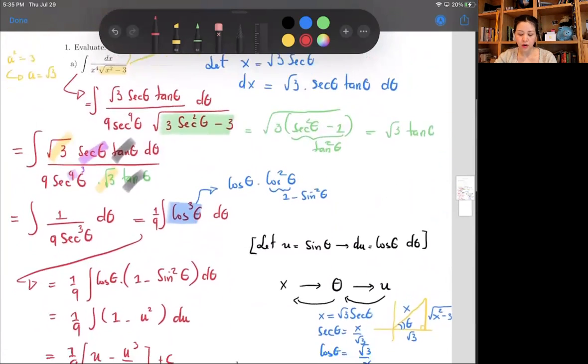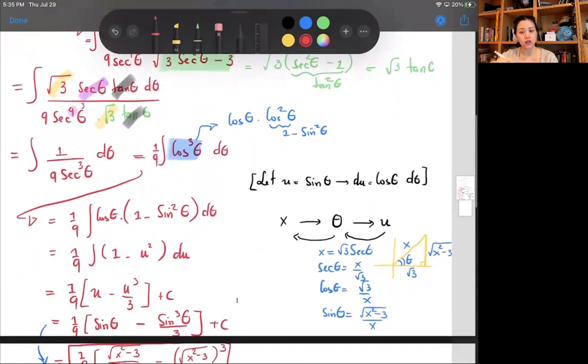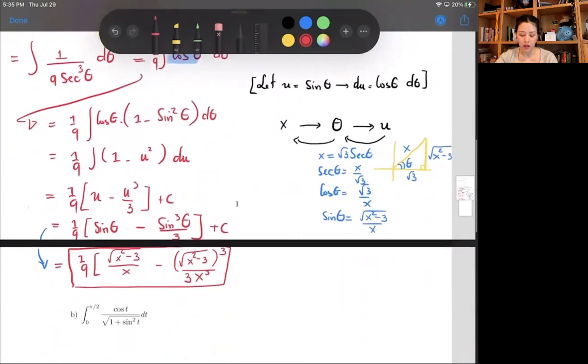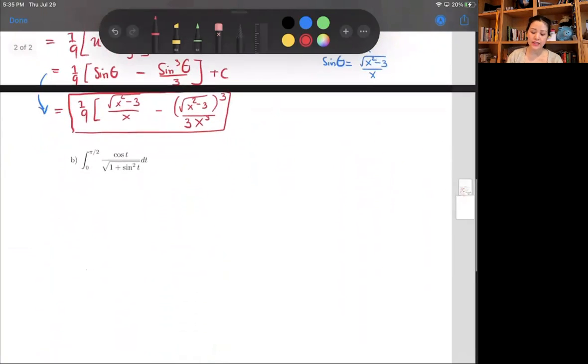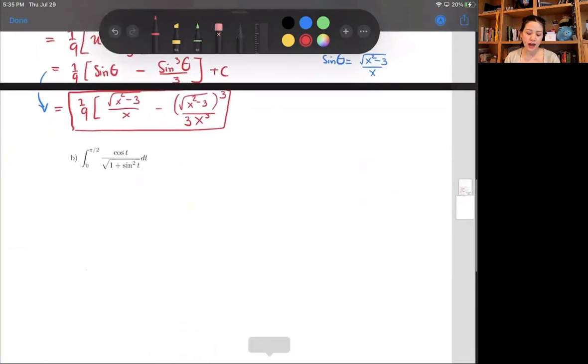If you don't understand any part, please go back to my video and watch that part. Okay, all right. Example problem B. I have the integral from 0 to pi/2 of cosine t over square root of 1 plus sine squared t.